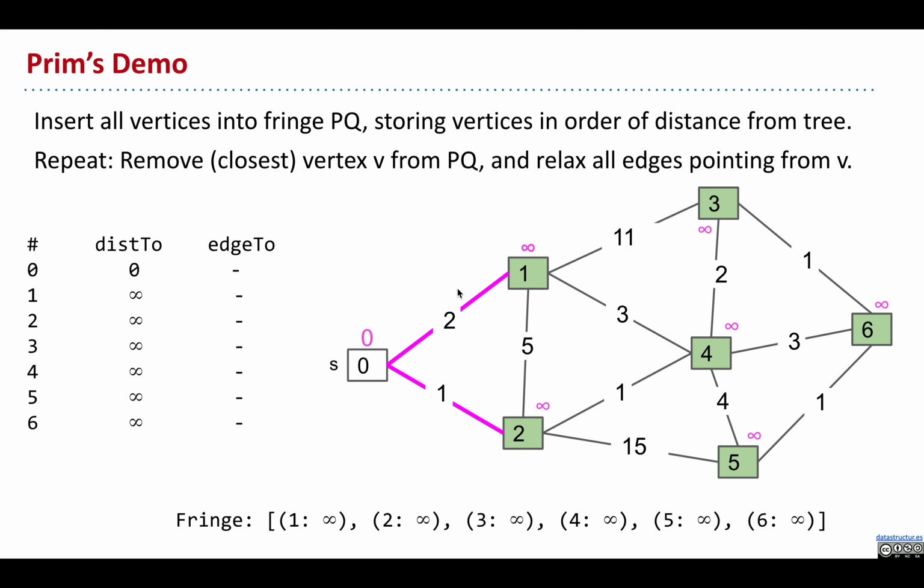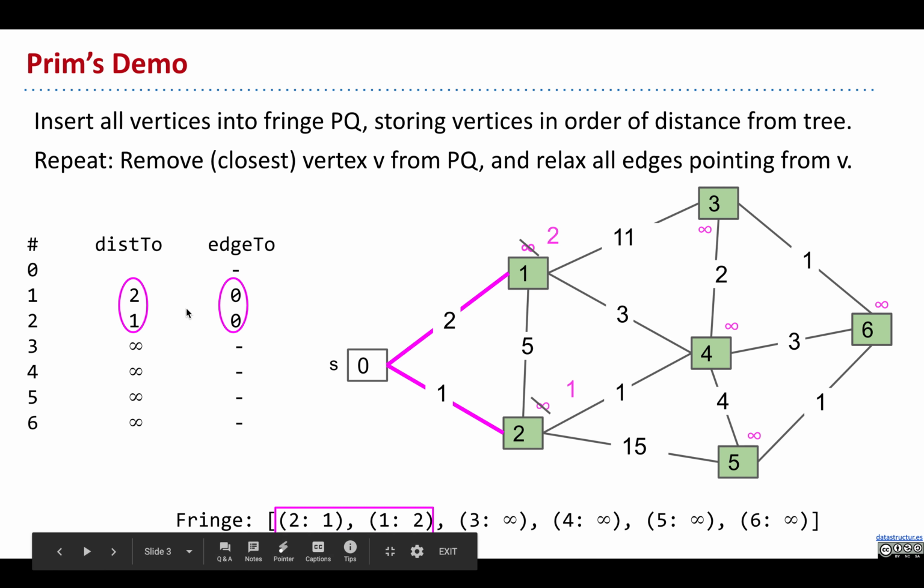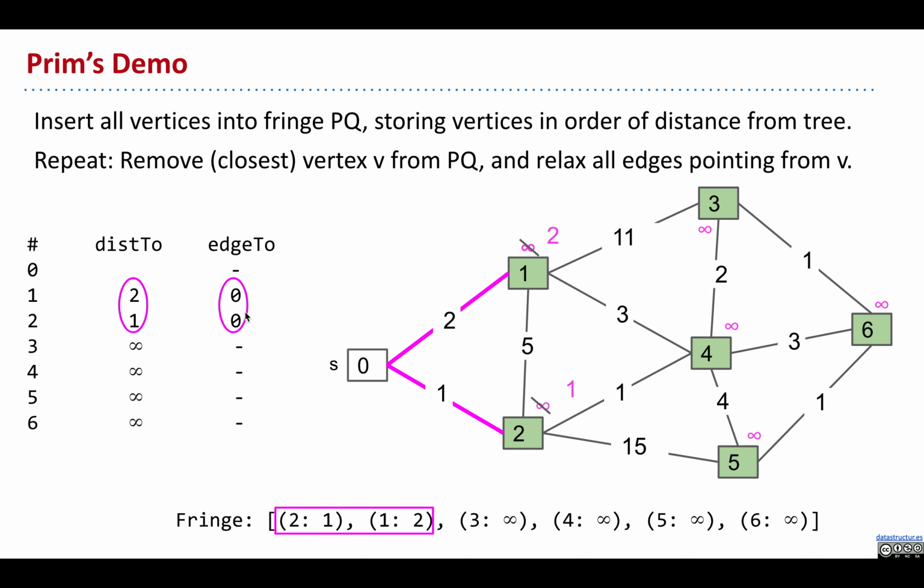Like, we haven't seen anything before, so these two edges will be better than what we know. So what that will do is that we'll update 2's value and 1's value in the fringe to be their distance to the tree. All right, so it looks very similar to Dijkstra's right now, but we'll see the differences in a little bit. But what we did is that we started at 0.